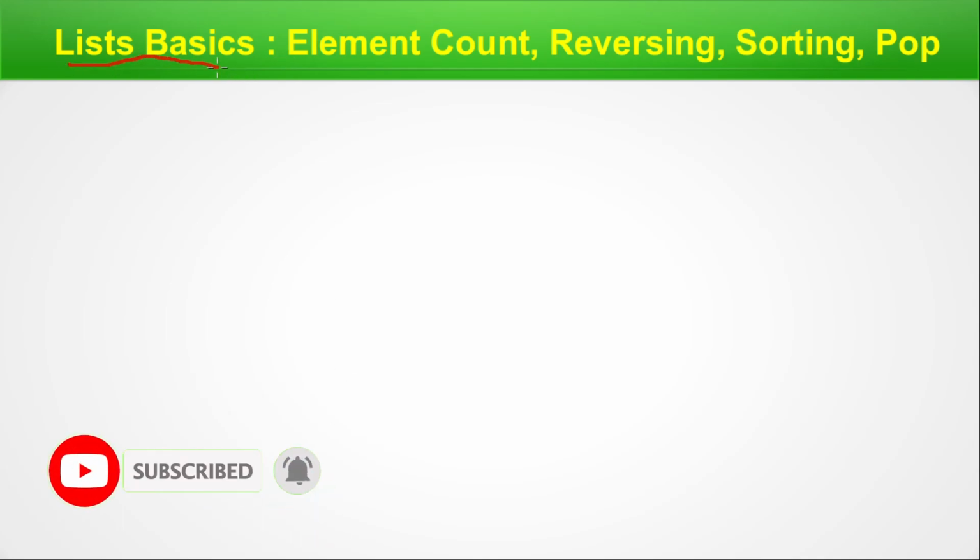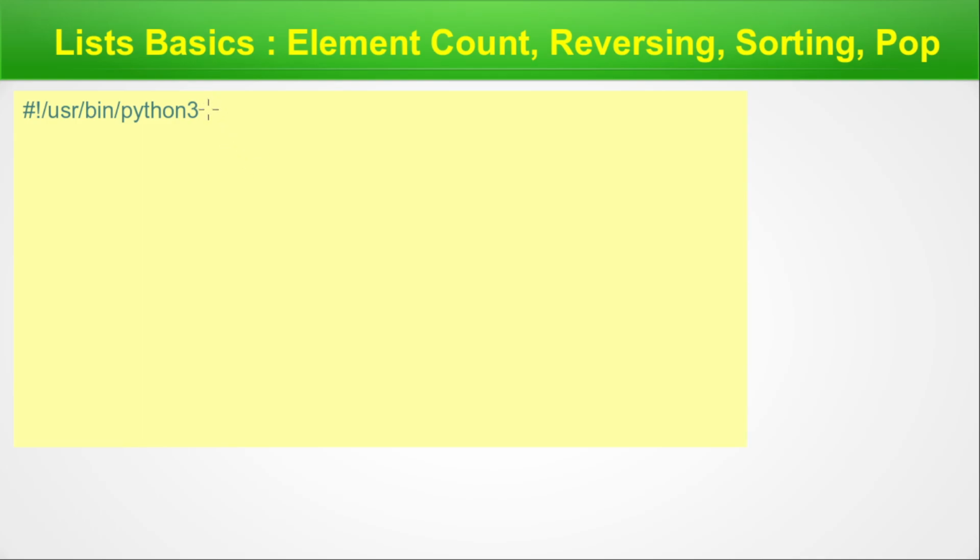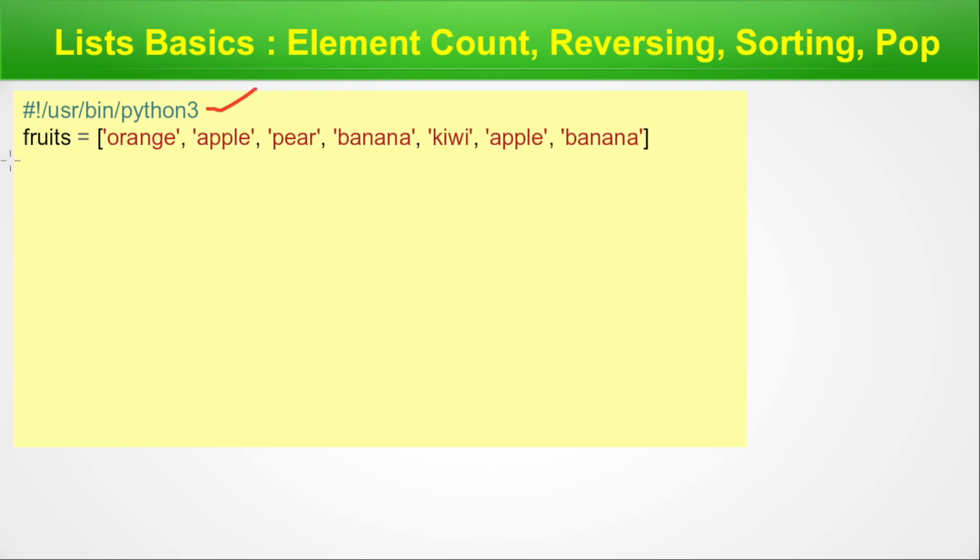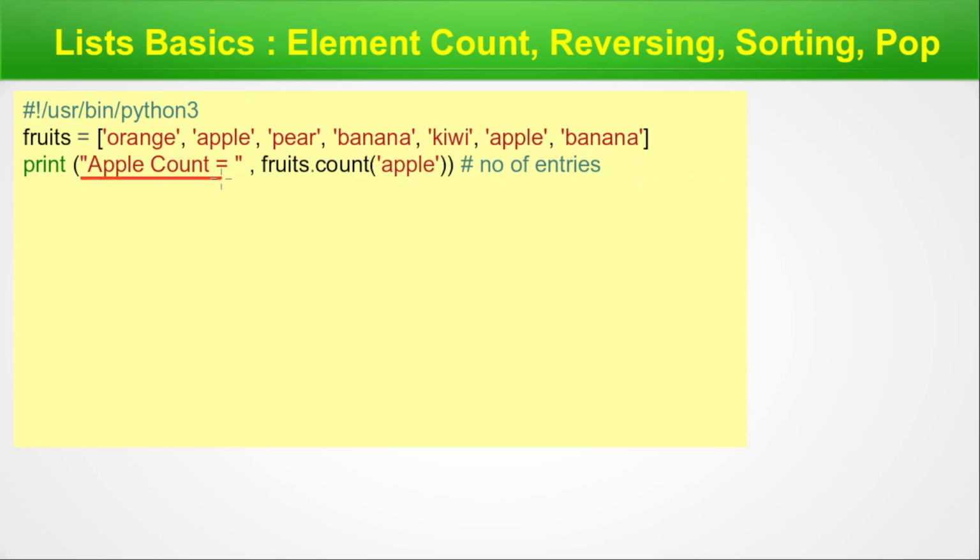Now we will further discuss more basic things like element count, reversing, sorting, popping. So here goes our code. The first line, as usual, is the Python interpreter, that is Python 3 interpreter. Next we have the list with orange, apple, all these fruits are there. Next we are writing apple count, that is fruits dot count, then apple. So number of entries here. Okay, how many apples are there? So you can see apple is here and apple is here, so it will be 2.